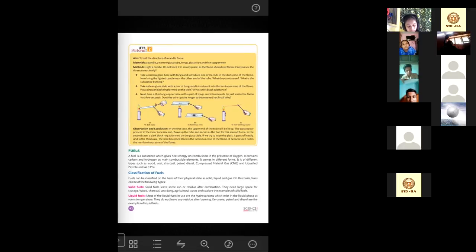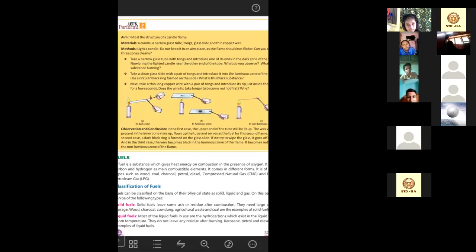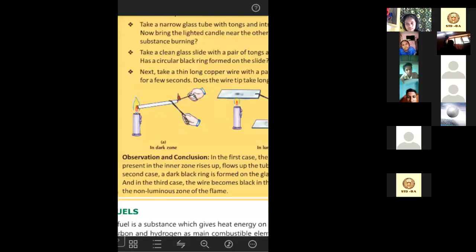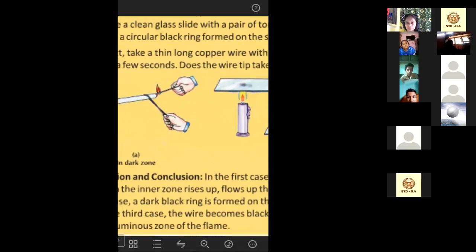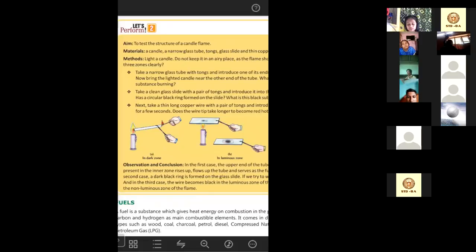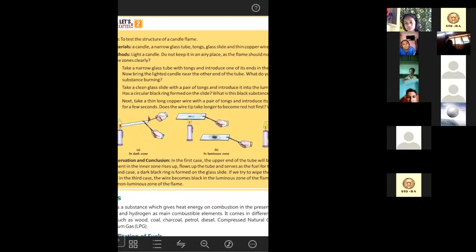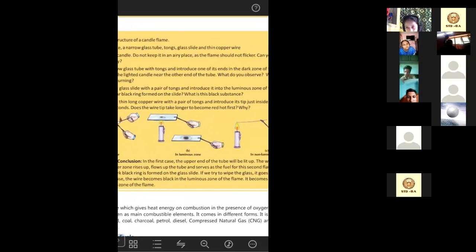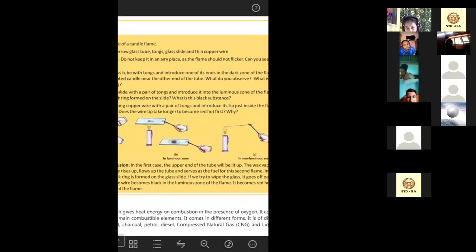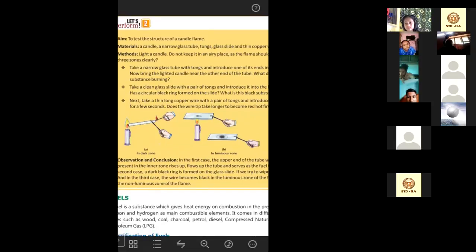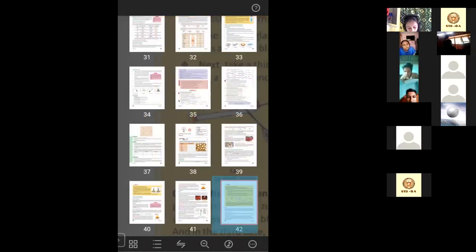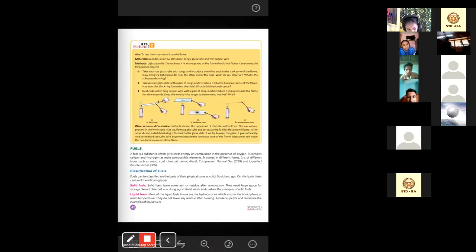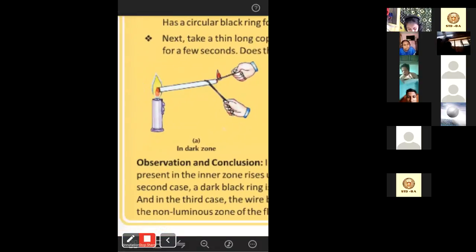Take a narrow glass tube with tongs. So here you can see, these are the holders. Bring the lighted candle near the other end of the tube, and introduce one of its ends to the dark zone of the flame. Can you see it? Yes, ma'am. Dark zone means the innermost part. This part.